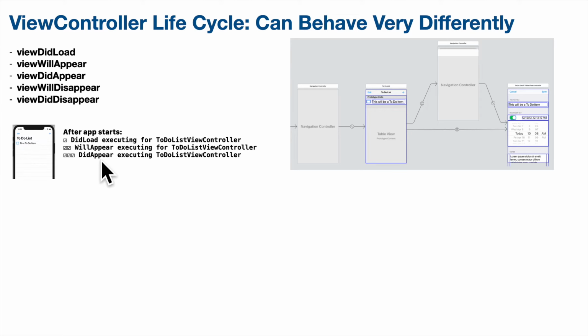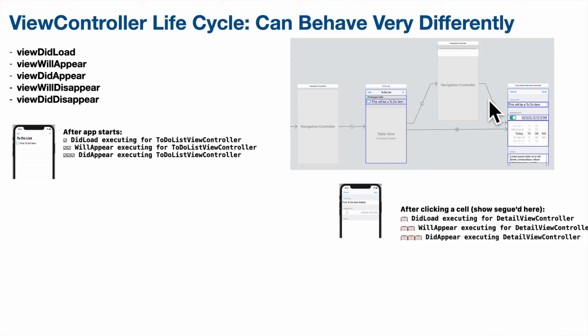Now each time we segue to the detail ViewController, all three of these methods will fire as well. It's the case whether we're editing a record with a show segue or we're adding a new record with present modally. I put soccer goals in the detail ViewController's methods.